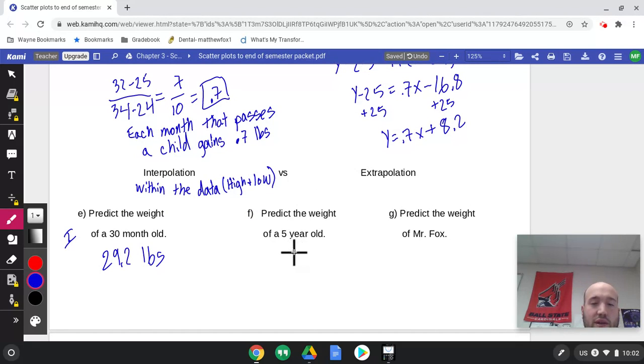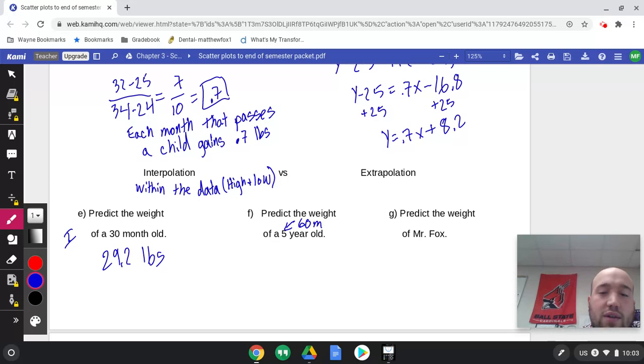All right, now this next one, predict the weight of a 5-year-old. Now, somebody may think a 5-year-old, this is in months. So you're right, we got to calculate that. A 5-year-old, how many months would that be? We know there's 12 months in a year, 12 times 5. It's a 60-month-old. Okay, now that's a weird way to think about it. So this is going to be an example of extrapolation because 60 is higher than our high, which was 43.